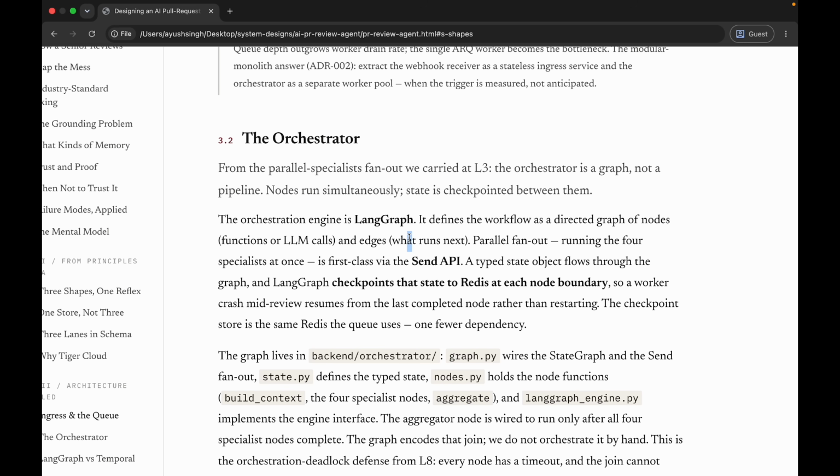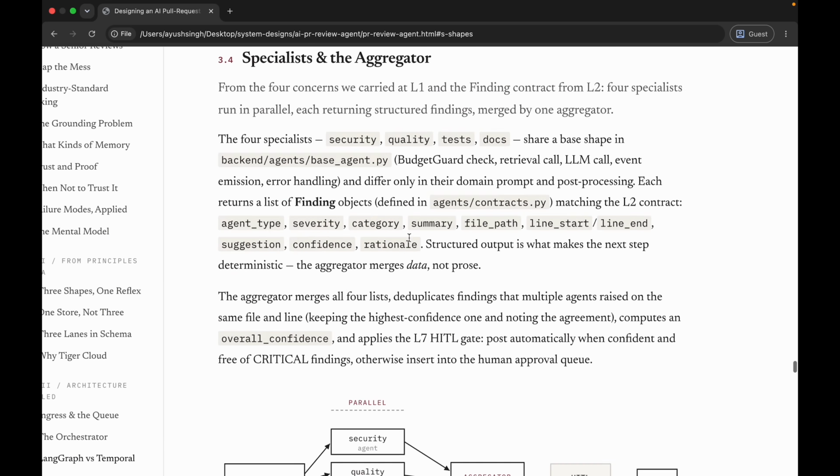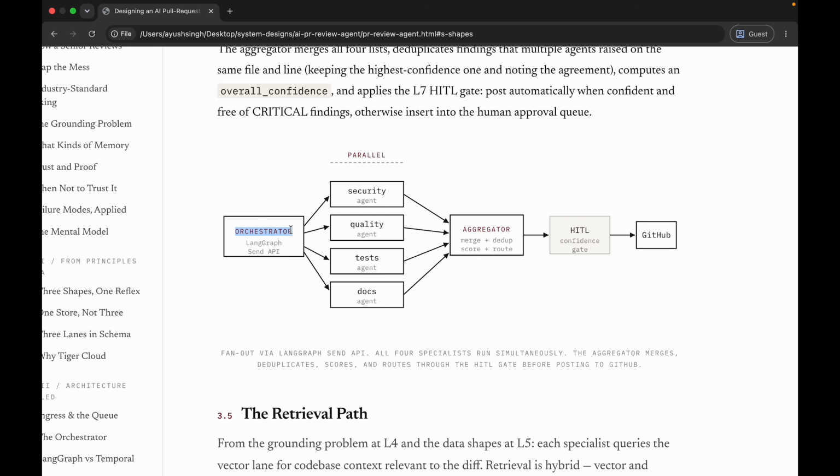It fans out, and then there's one accumulator which accumulates all four workers. The orchestrator has these four agents, security, quality, test, and docs, running in parallel, and then there's one aggregator which merges, dedupes, scores and then routes. It first goes to the confidence gate. If the confidence of the review is good, it will post on GitHub. Otherwise, it will go to a human in the loop.